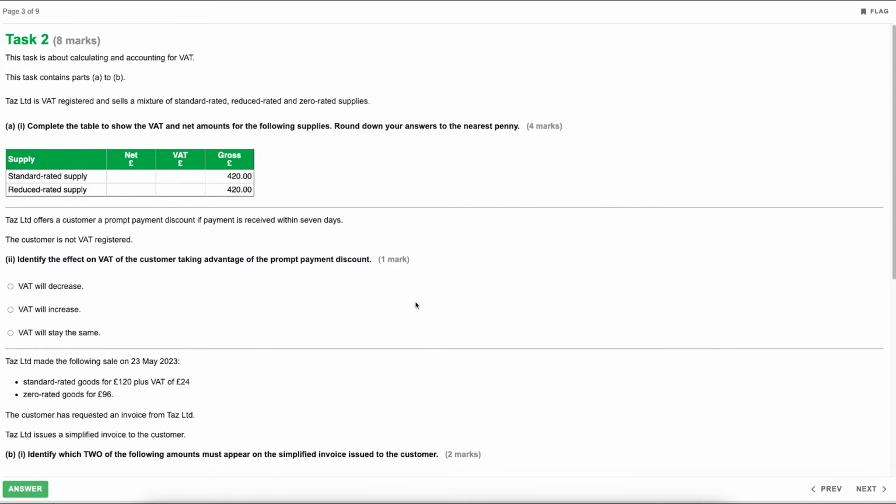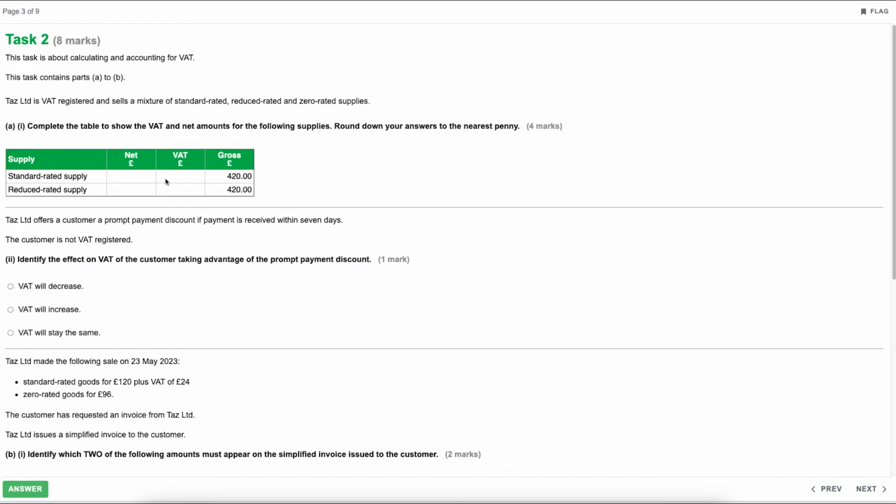TAS Limited is VAT registered and sells a mixture of standard rated, reduced rated and zero rated supplies. Part A, complete the table to show the VAT and net amounts for the following supplies. Round down your answers to the nearest penny, and this is for 4 marks, so 1 mark for each box. Okay, so we can see that we've been given the gross amount, and we basically need to calculate the net and the VAT if it was a standard rated supply or if it was a reduced rated supply.